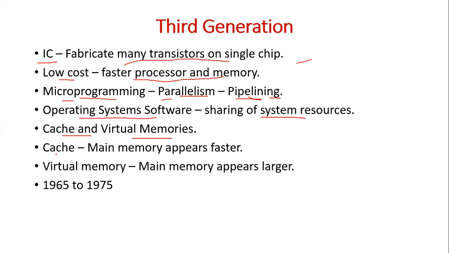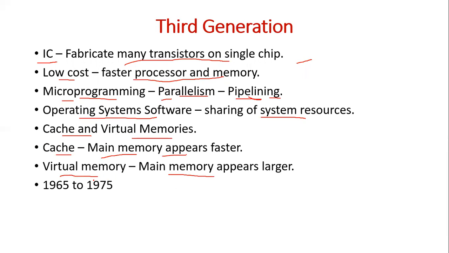So cache memory, as we know, is the high speed memory which is placed between the main memory and the CPU. Because of the cache memory, the end user will feel as if the main memory is working fast, because most of the frequently used data will be available in the cache memory. So cache memory basically makes main memory appear faster. And virtual memory makes main memory appear larger.